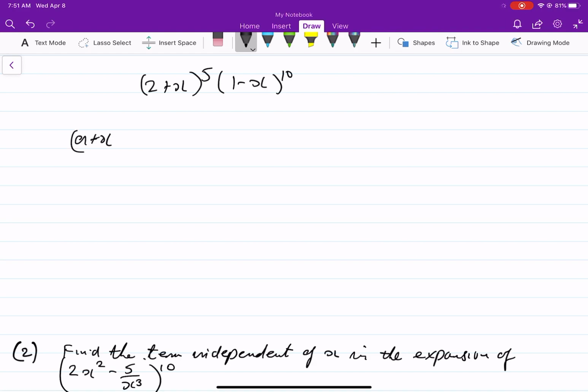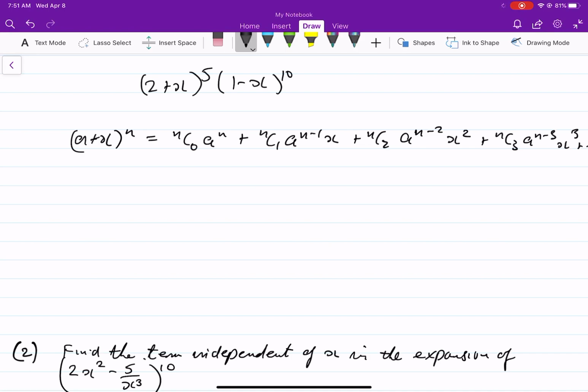A plus x to the power n is equal to nC0 times a to the n, nC1 a to the n minus 1 x, nC2 a to the n minus 2 x squared, nC3 a to the n minus 3 x cubed. And I'm using that to expand 2 plus x to the 5 all the way up to x cubed. So for this one, I'll replace a with 2.